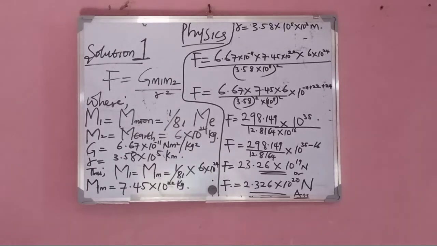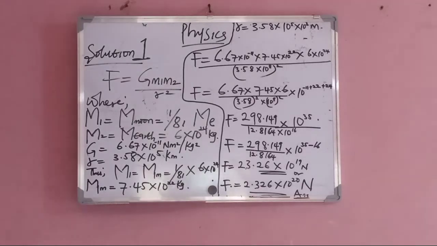So what are we going to do? We are going to expand that kilo. So we have 3.58 times 10 raised to power 5 times 10 raised to power 3 meter, because whenever you hear about kilo, kilo is talking about 1000, and 1000 is 10 raised to power 3. So our r will now be 3.58 times 10 raised to power 8 meter. You get? 10 raised to power 5 times 10 raised to power 3 is 10 raised to power 8.